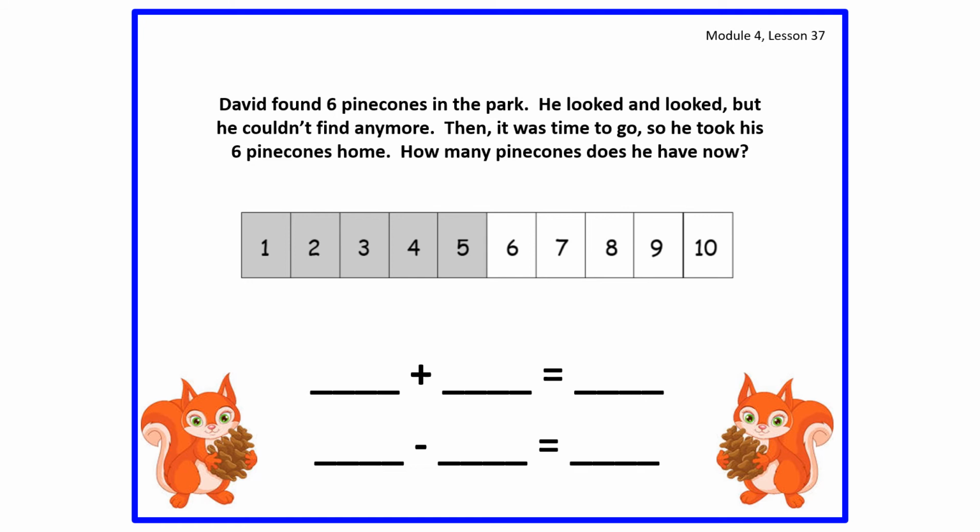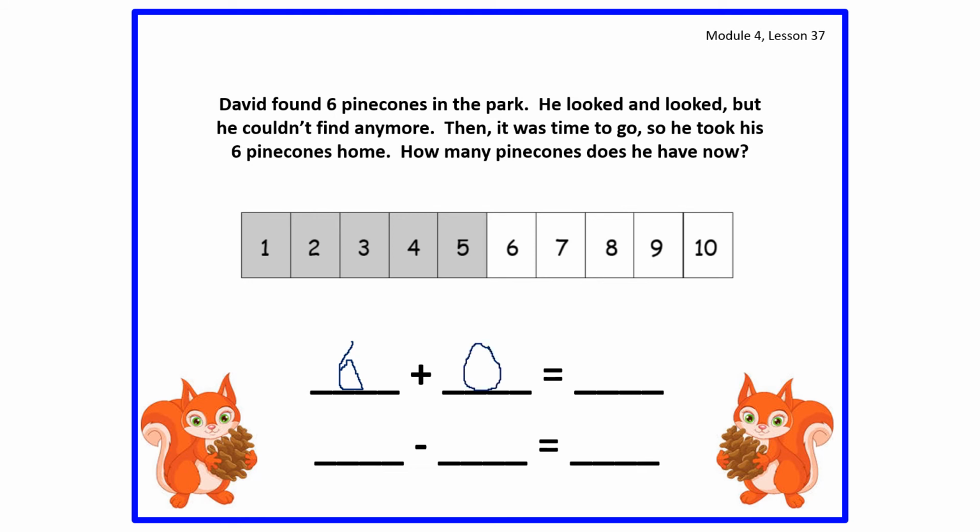Well, let's take a look at our addition sentence. How many did he have first? 6. He found 6, right? But then he kept looking and looking and looking for more. Did he find any? No, he couldn't find any more. So what's the number for that? What number shows us or means none or nothing? That's right, 0. He looked and looked, but he didn't find any.